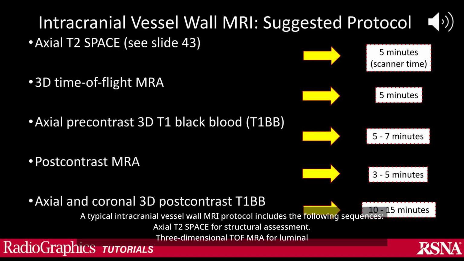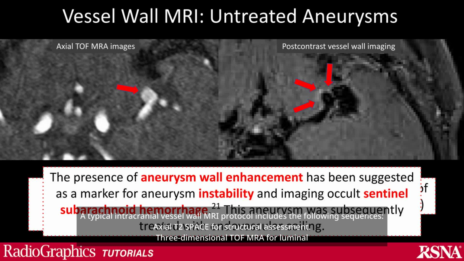A typical intracranial vessel wall MRI protocol includes the following sequences: axial T2 SPACE for structural assessment, 3-dimensional TOF-MRA for luminal imaging, axial precontrast 3D-T1 black blood imaging, and post-contrast acquisitions, including axial and coronal 3D-T1 black blood. Total scan time averages about 25 to 35 minutes, with each sequence contributing between 3 and 15 minutes depending on contrast use. This comprehensive approach allows simultaneous evaluation of luminal stenosis and vessel wall pathology.